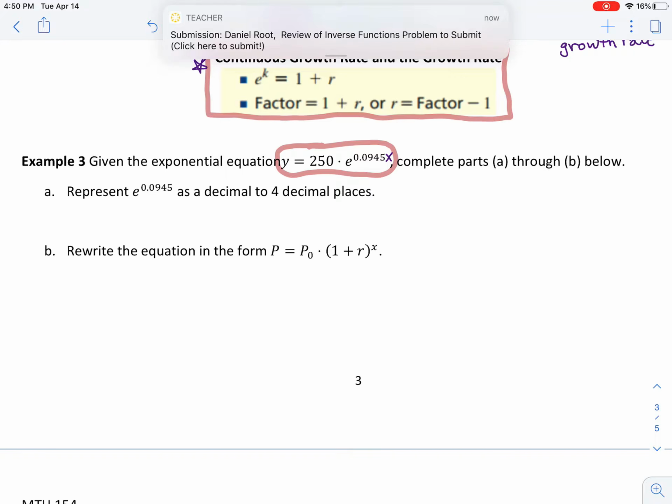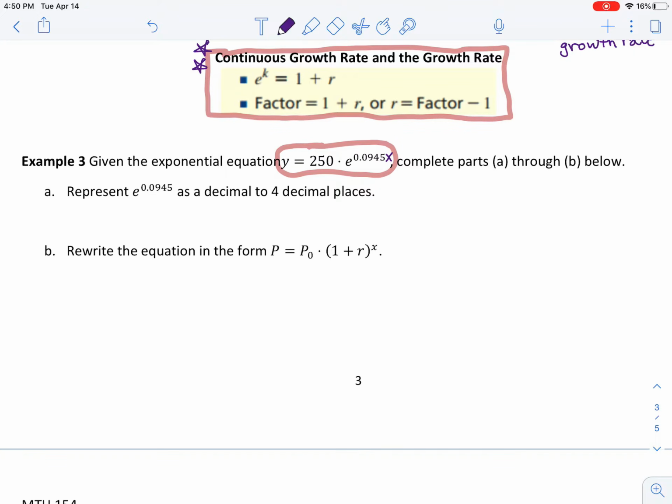Now, this is a continuous growth function, right? This is a continuous growth function because they gave e as the base of this exponential form. They want you to complete parts A and B below. They want you to represent this e to the 0.0945 as a decimal to 4 decimal places. We're just going to type this in our calculator. That's what we're going to do for the first one.